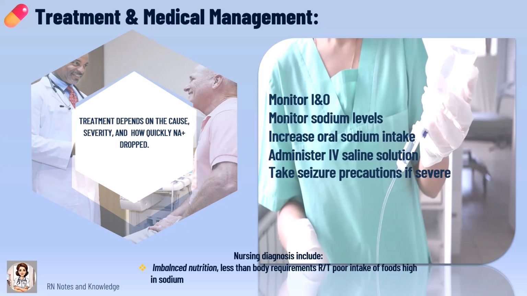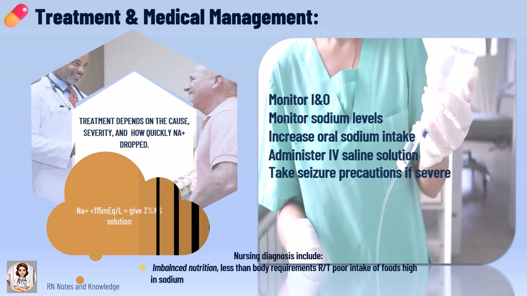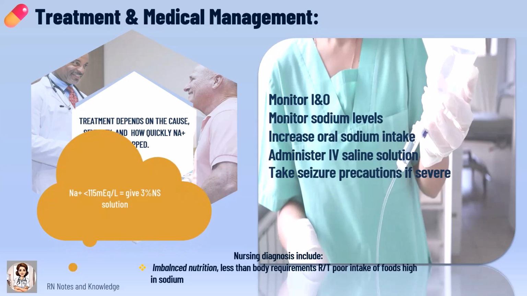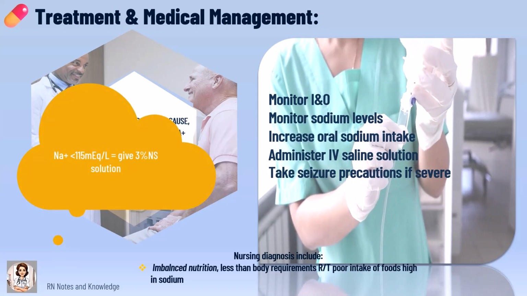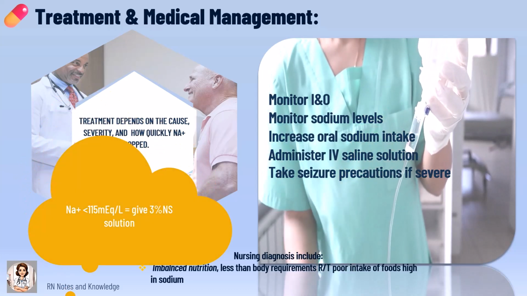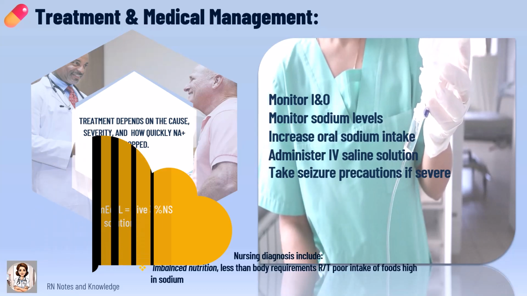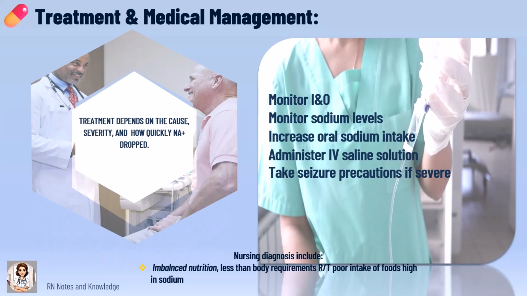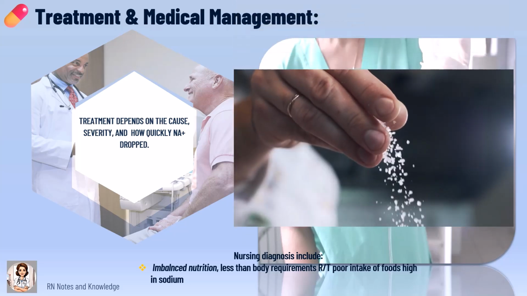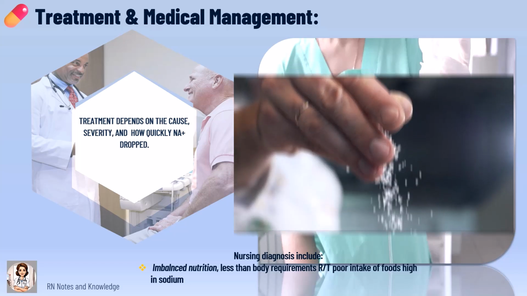You want to monitor patients' neurological status, monitor serum sodium levels, increase oral sodium intake, and administer IV saline solution. If a serum sodium is less than 115 milliequivalents, small volume infusion of hypertonic saline 3% solution is advised. When giving the saline solution, the patient should be closely monitored for fluid overload and pulmonary edema, as well as taking seizure precautions if the hyponatremia is severe. As far as a nursing diagnosis, imbalanced nutrition, less than body requirements related to poor intake of foods high in sodium.